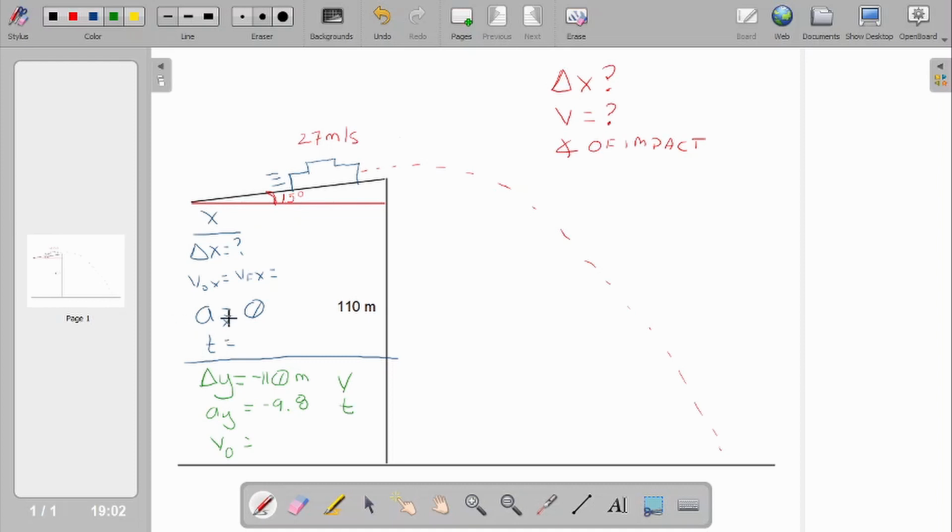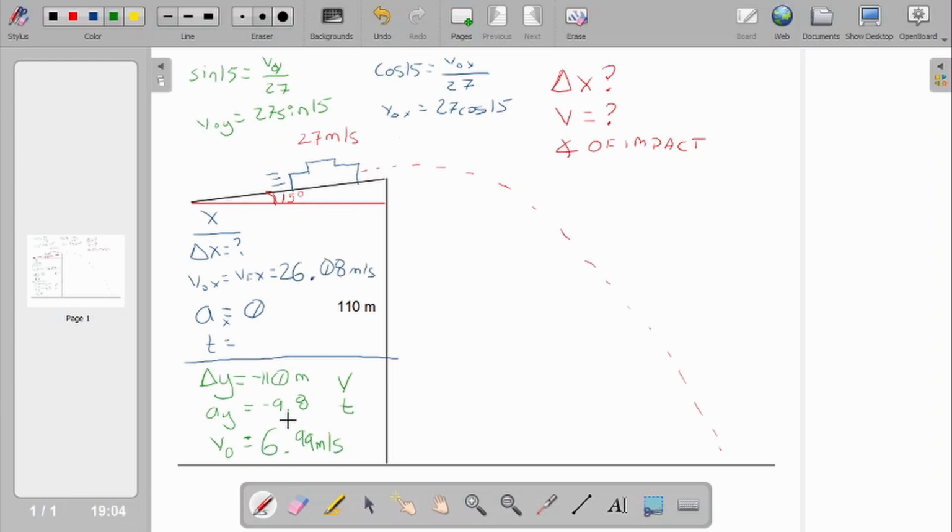So let's go through this as per normal. First things first, let's break up this triangle. Sine 15 equals the initial y over 27, which means v initial y equals 27 times the sine of 15 degrees. Do the same thing for x. Cosine 15 equals v initial x over 27, which means v initial x is 27 times the cosine of 15 degrees. Go ahead, take those, plug that in your calculator.